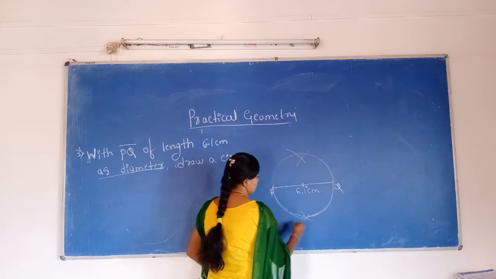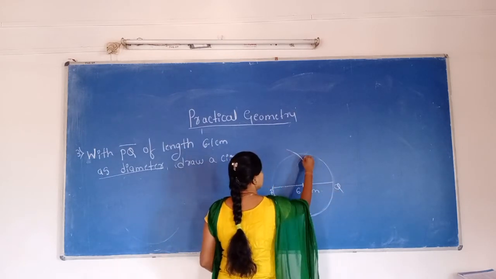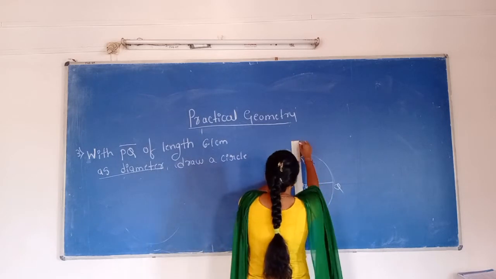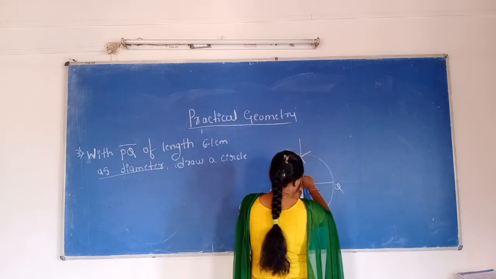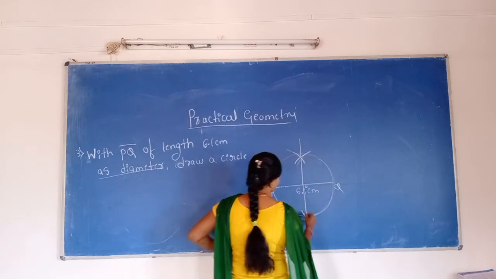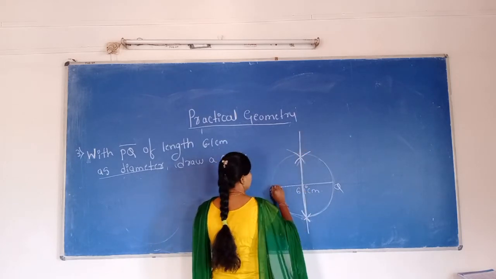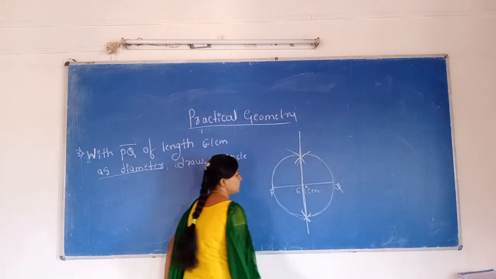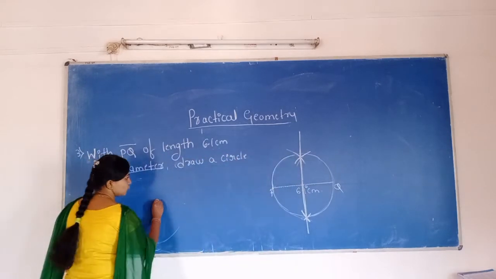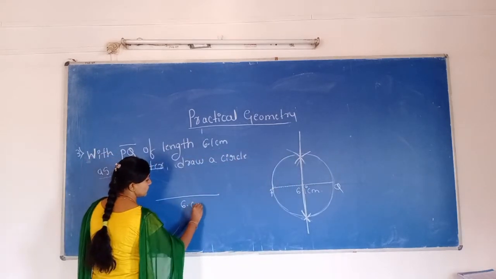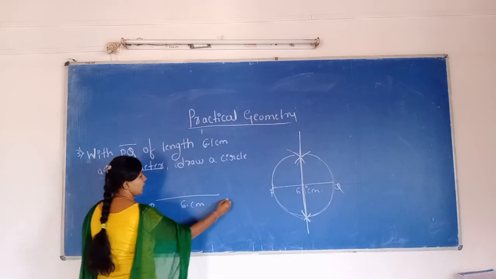This is your circle and this is your cut marks. You have to join the center. Okay, this is your radius, sorry, diameter. So first of all you have to draw 6.1 centimeter and name it as P and Q.